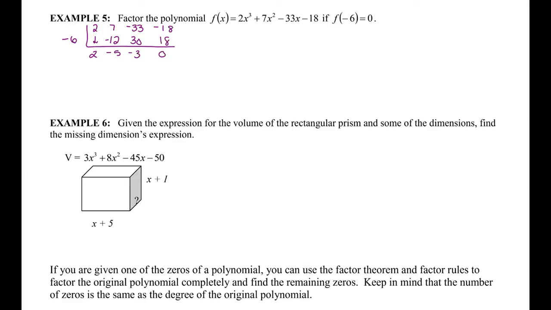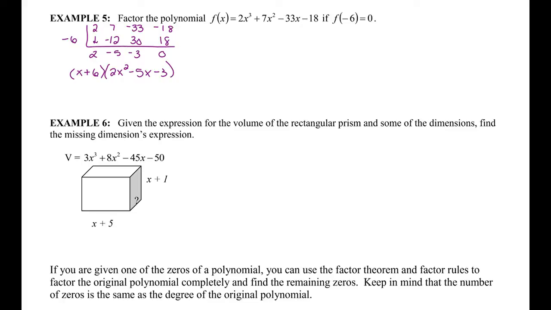Right, so I have one factor, which is going to be x plus 6, because we know if we set that equal to 0 and solve it, that we get negative 6. My other polynomial is 2x squared minus 5x minus 3, which we got from our synthetic division.